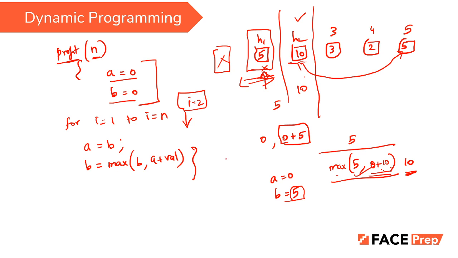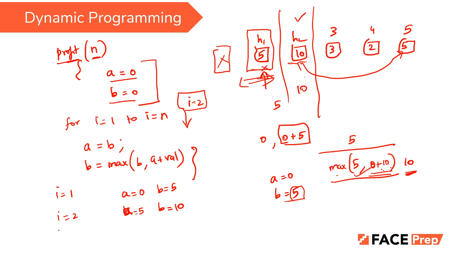So what happens when I is equal to 3? So this is I is equal to 2. For I is equal to 1, a was 0 and b became, after the I is equal to 1 iteration was executed, a was 0 and b became 5. After I is equal to 2 got executed, a is 5 and b became 10. Are you guys following this now?